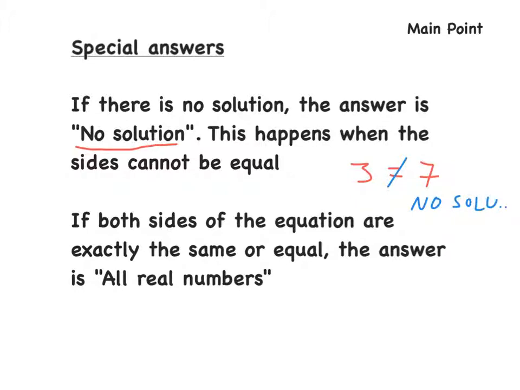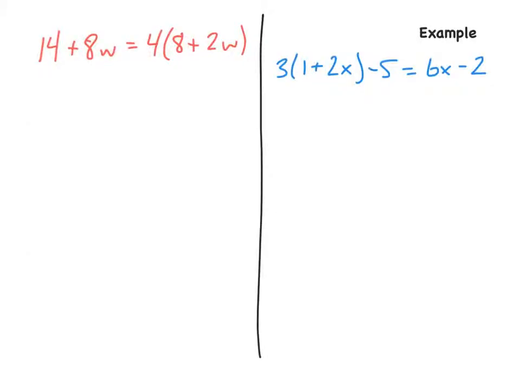No solution. Now, if both sides of the equation are exactly the same or equal, the answer is all real numbers. So for example, if you end up with 3 is equal to 3, which yes, that's what it ends up with, then our answer is all real numbers. Now this will make more sense in the following examples. So we have two examples here.